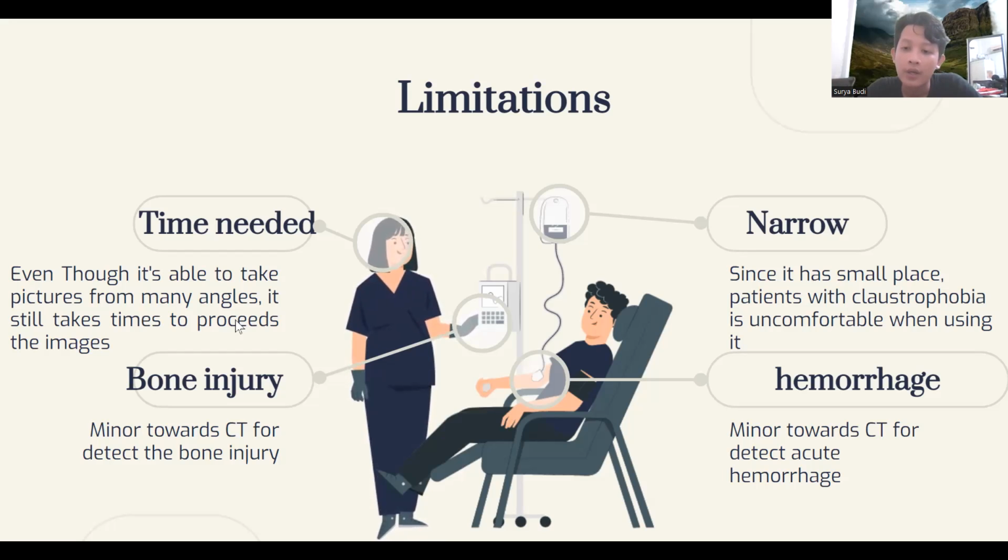And the last one is hemorrhage. MRI is inferior to the CT scan for detecting acute hemorrhage. It has some ability to detect the later stage of the hemorrhage.